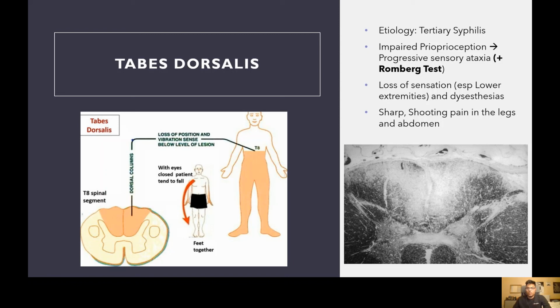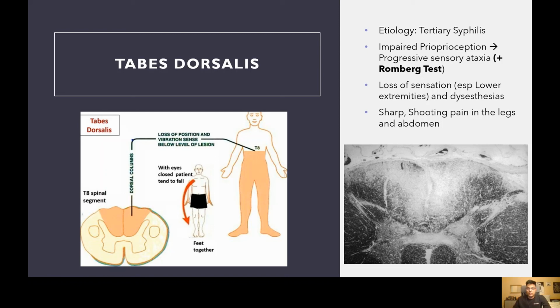We can also see a loss of sensation, especially in the lower extremities, and dysesthesias, which is an abnormal sensation that can be like discomfort or itching or some burning sensation. Many patients describe this as similar to being shocked by an electric signal. The most common manifesting symptom is a sharp shooting pain in the legs and the abdominal region.